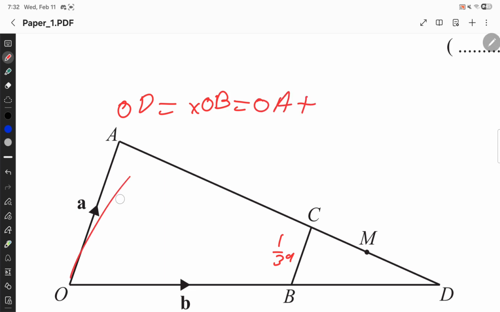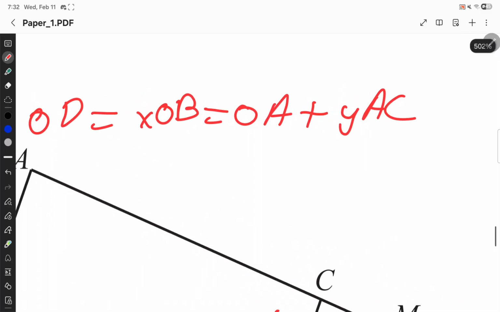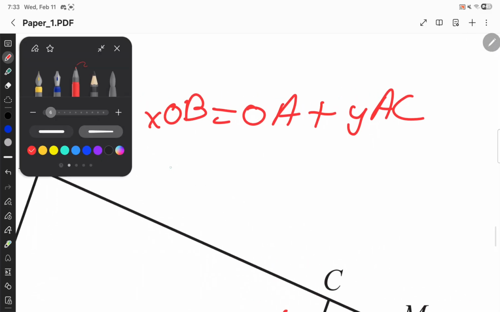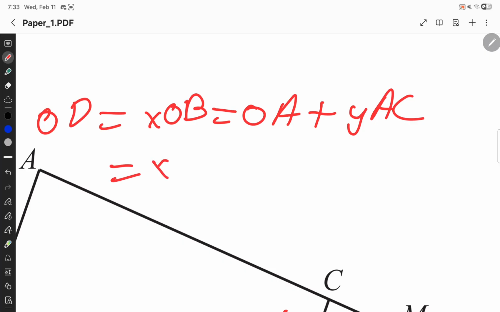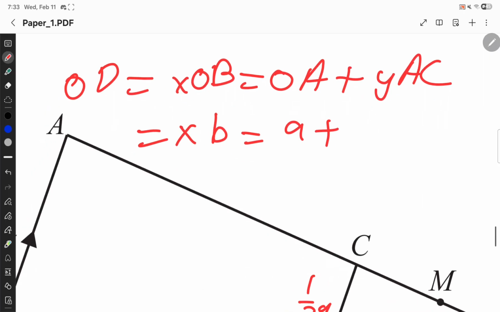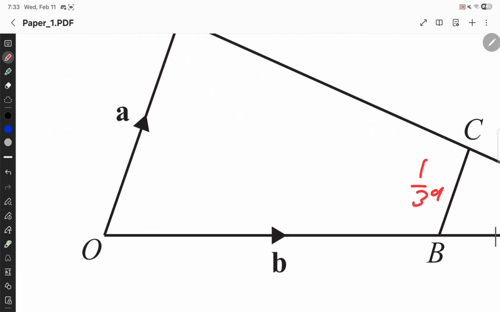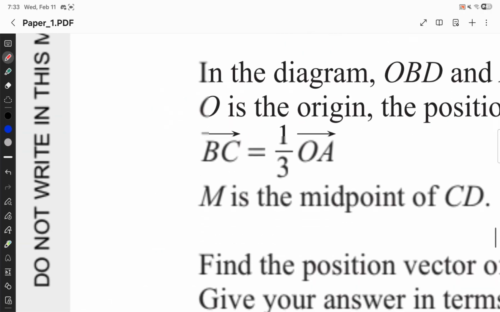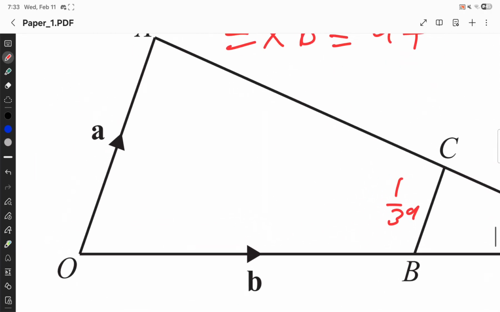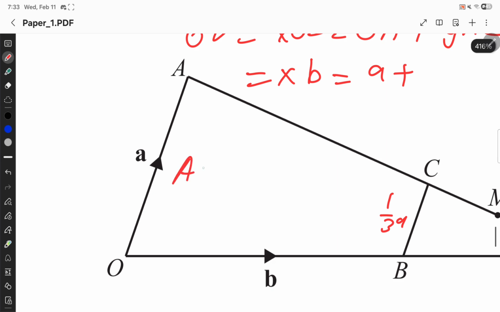This is OA and y AC. Personally this will be m AC, but for the general audience, OB. What is OB? OB is b. OA is a, and AC. What is AC? AC is AO plus OB plus BC. AO is negative a, OB is b, and BC is a third a.